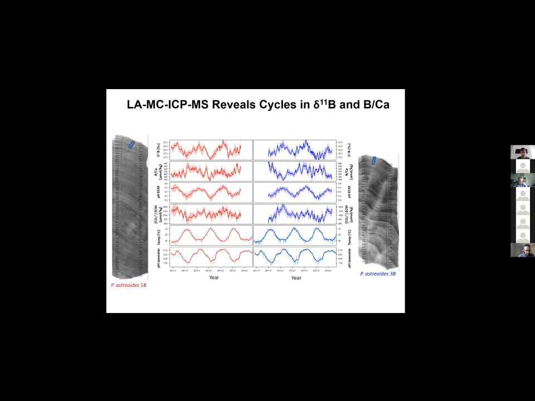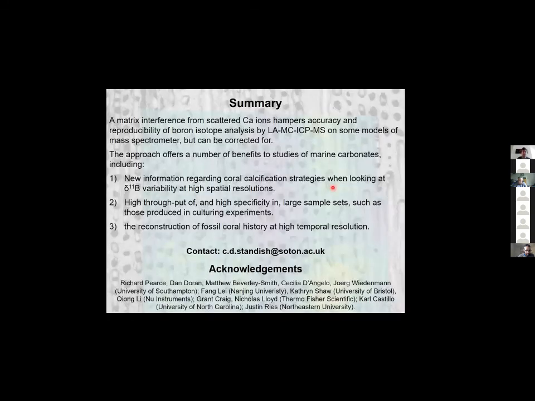So I think I'll probably stop talking on this one now, just to sum things up. So just to summarize, there's a matrix interference from scattered calcium ions that hampers accuracy and reproducibility on some models of multi-collector when using laser ablation, but these can be overcome, and the approach does offer really good benefits for studies of marine carbonates. And I shall leave it there.